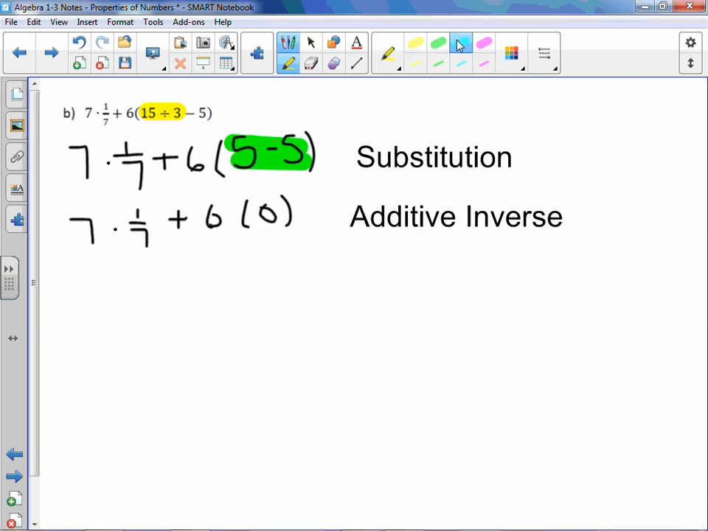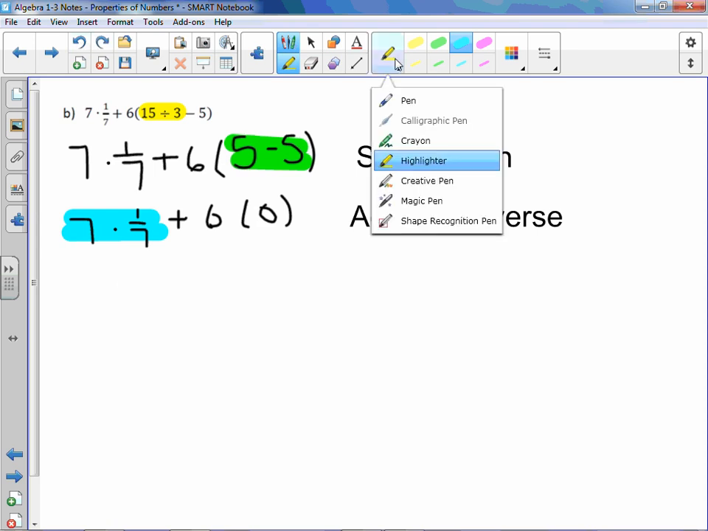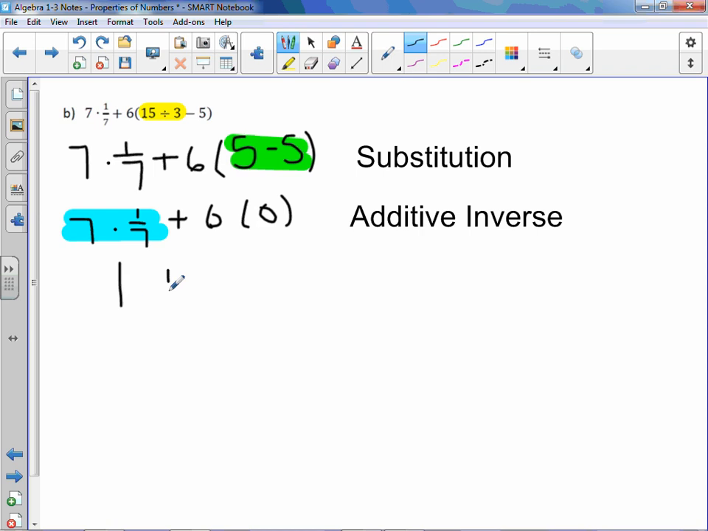The next thing we have to take care of is our multiplication and division from left to right. So we're going to take care of 7 times 1/7 first. 7 and 1/7 are reciprocals. 7 times 1/7 is 1. Bring down the plus 6 times 0. And what we did with that 7 and 1/7, that was called a multiplicative inverse.